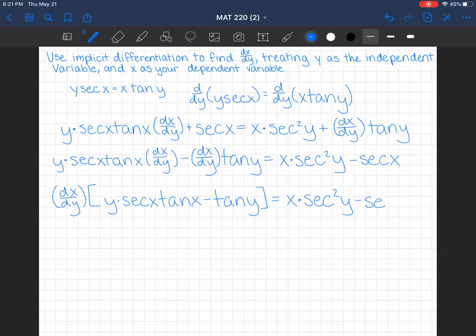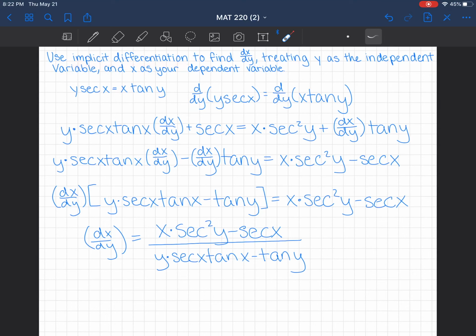And there you go. Here is your final answer with dx/dy by itself. So we've used implicit differentiation to solve for dx/dy, and there you have it.